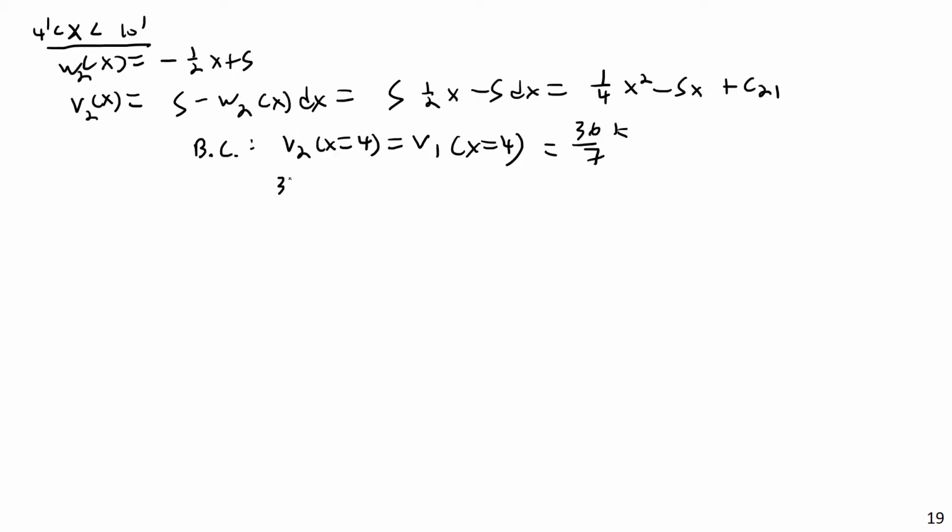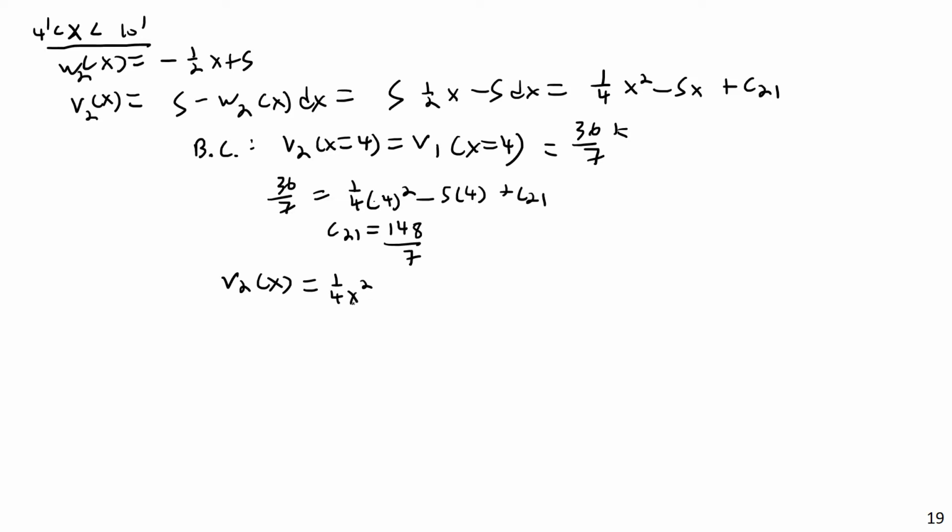So basically I can say 36 over 7 is equal to 1/4 times 4 squared minus 5 times 4 plus C21. That's just 4 minus 20, so 36 over 7 plus 16, and C21 is equal to 148 divided by 7, if I managed to math that correctly. And so v2 as a function of x is equal to 1/4 x squared minus 5x plus 148 over 7.